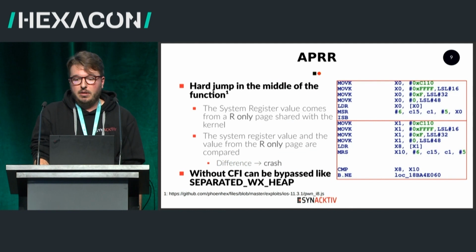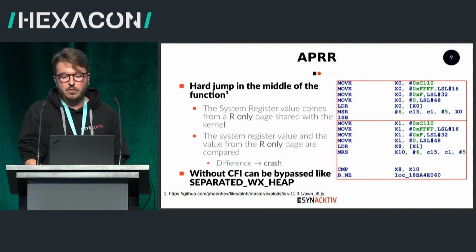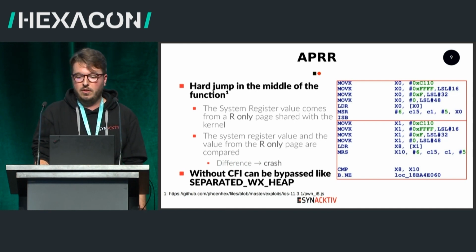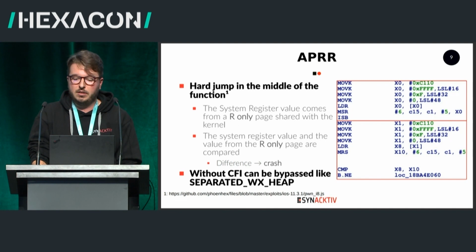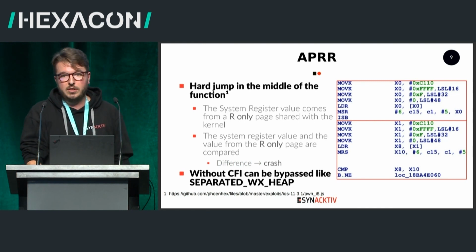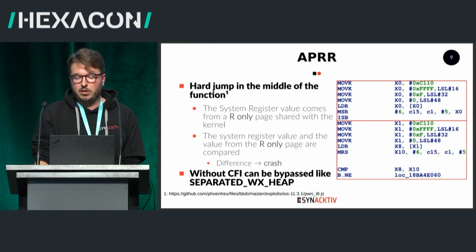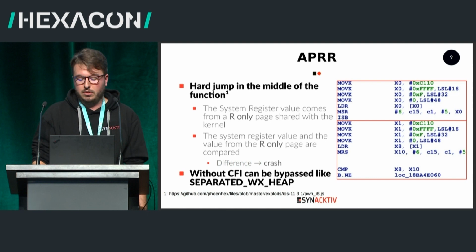Another method to bypass APRR was to jump in the middle of the function that sets the system register. But now this method doesn't work anymore because the system register's value comes from read-only pages that are shared with the kernel, so an attacker cannot write into these pages. After setting the system register, the value of the system registers and the one stored in the read-only pages are compared, and if they are different, the process crashes. But like the previous mitigation, without control flow integrity, this mitigation can be bypassed by calling the function that writes data into the JIT page, and the attacker will write arbitrary code into the JIT page.